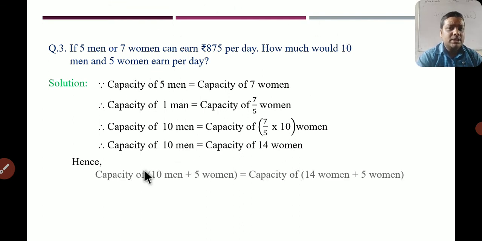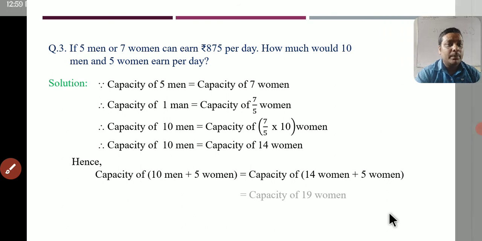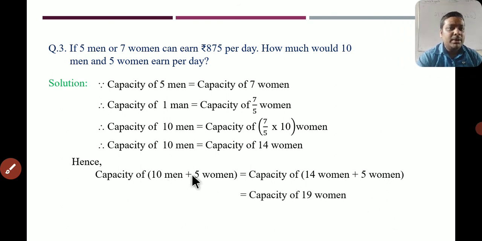So hence we can say that the capacity of 10 men plus 5 women, which we have to find, will be equal to, instead of 10 men, we can write 14 women. Why? Because the capacity of 10 men is equal to the capacity of 14 women. So now both are in women, so we can add them. It will be equal to the capacity of 19 women. It means the work done by 10 men and 5 women will be equal to the work done by 19 women.